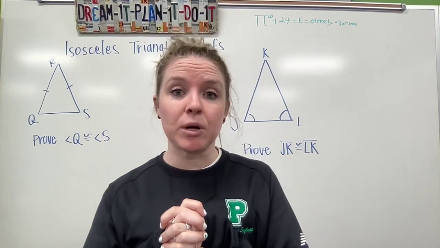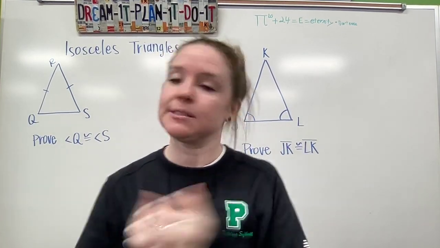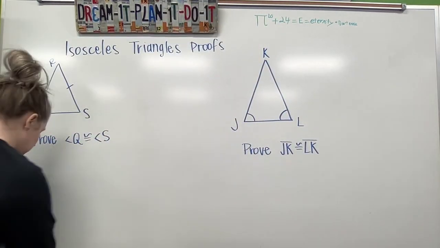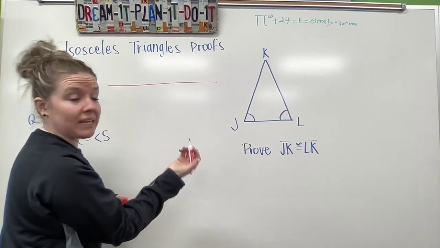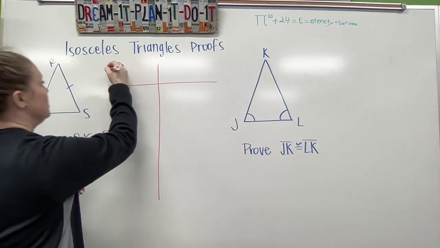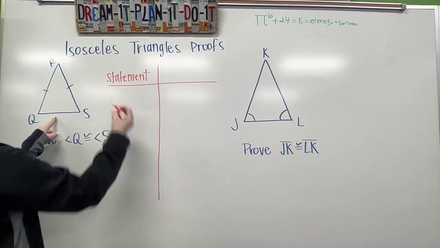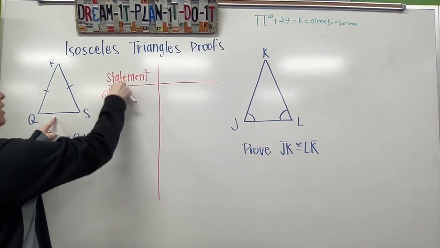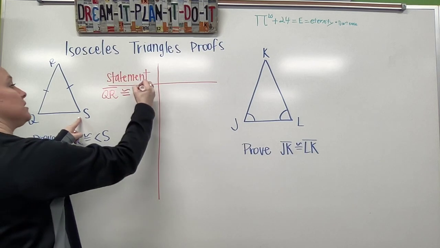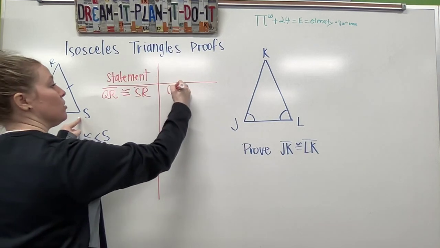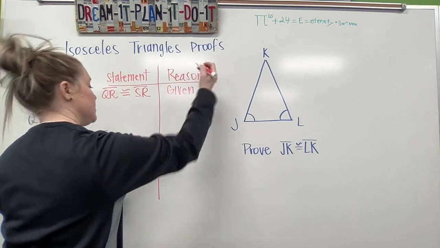There's a couple pieces that we're going to be learning new as we go through these proofs, but they should make sense. Okay, so this first one, setting up my proof, I'm going to start with my given information. So here, the statement I'm going to make, I know that QR is congruent to SR. And I know that because it was given. The reason is that it was given to me.